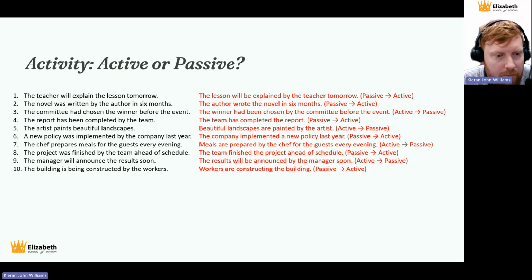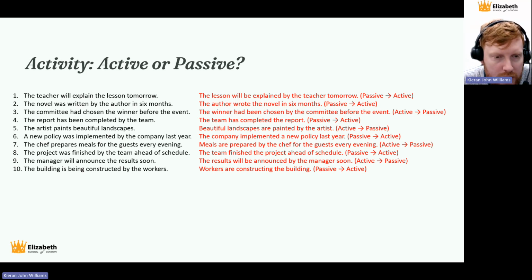For the second one, it was passive. You needed to change it to active. So it should be the author wrote the novel in 6 months. For number 3, the committee had chosen the winner, so this is active. You need to change it to passive. The winner had been chosen.